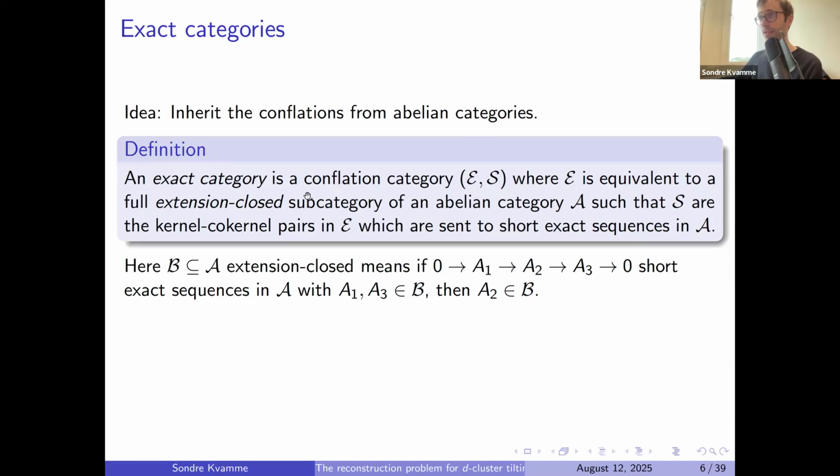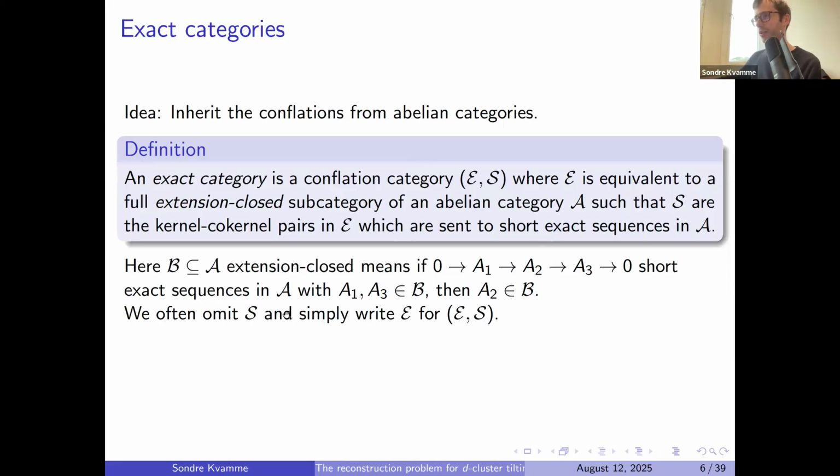You might have seen a different definition of exact categories by giving a list of axioms, the so-called Quillen axioms. We can show that that definition is equivalent to this one. But for me, this is more conceptually easy to understand, so I prefer this one rather than the axiomatic definition. But we will get back to the axiomatic definition later.